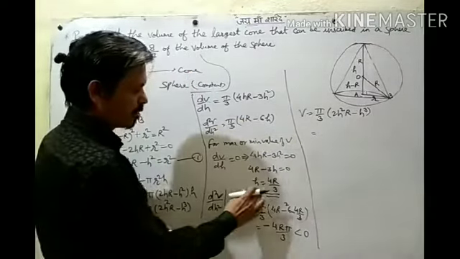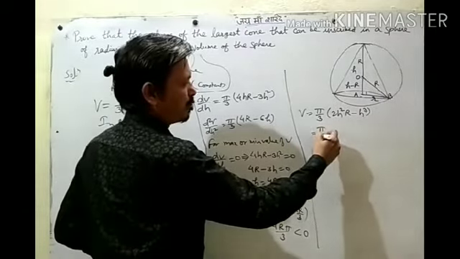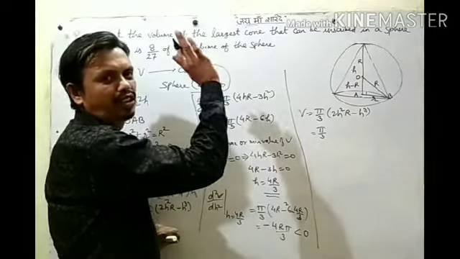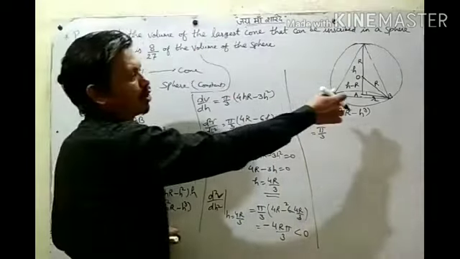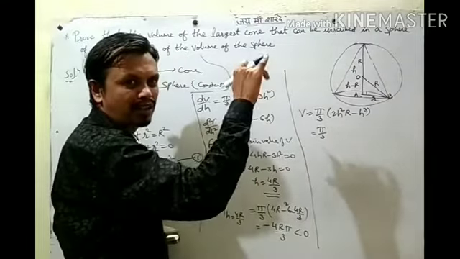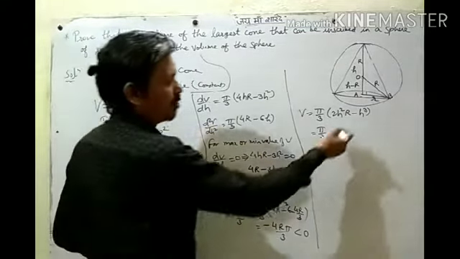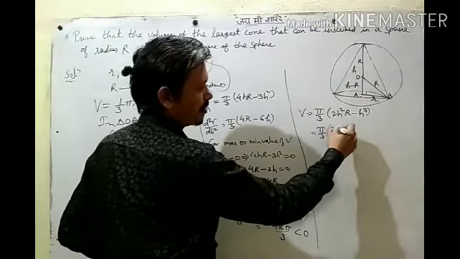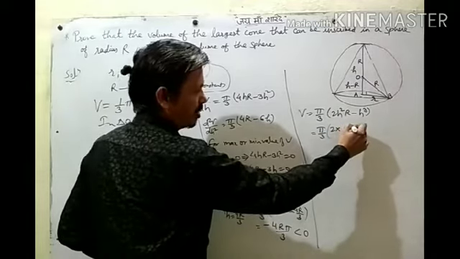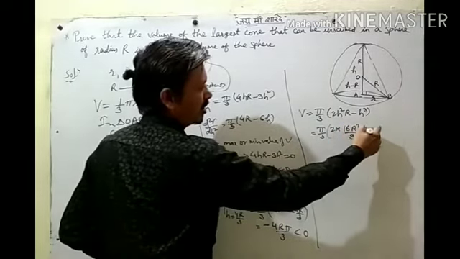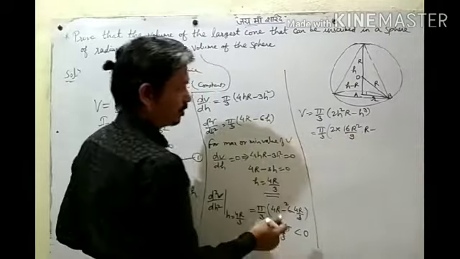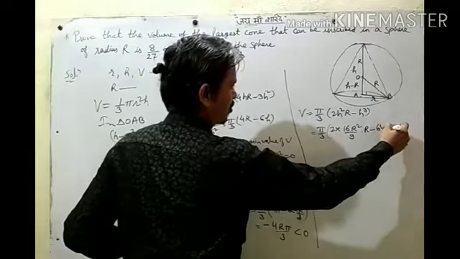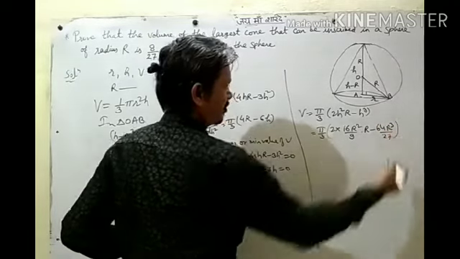Now the value of h is 4r by 3, because we need the volume of the cone, which is 8 by 27 times the volume of the sphere. Volume of the sphere will be in terms of capital R only, 4 pi by 3 R cube. So we convert this in terms of capital R. So h square will be 16 R square by 9, into R minus h cube. h cube is 64 times R cube by 27.